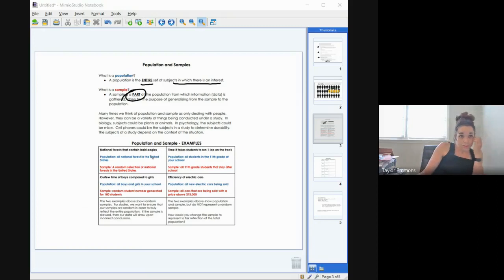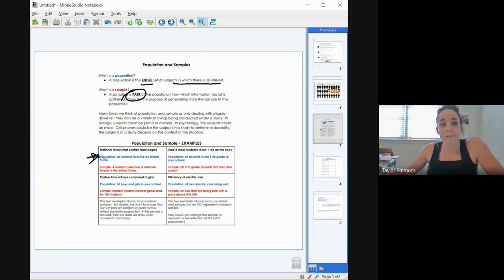Okay. So examples of this. National forests that contain bald eagles. The population is all national forests in the United States. A sample would be a random selection of national forests in the United States. So notice how the population is the entirety and a sample is just a selection from the entire group, okay?